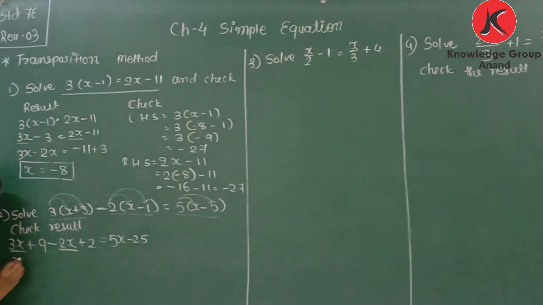So we have 1x here. 9 plus 2, that is 11. Now on the right side we have 5x minus 9. As I told you, move the terms with the variable on one side and constant on the other side.